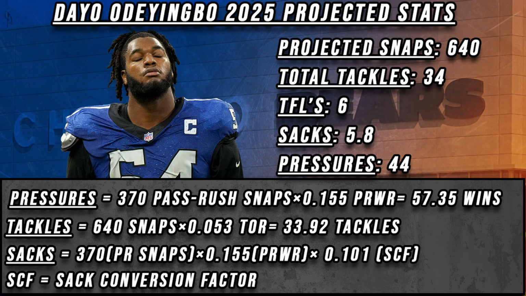I have him projected at 34 tackles based on a 0.053 tackle opportunity rate and consistent 6.5% run stop percentage. For tackles for a loss, our logistic regression model predicts 6 tackles for a loss from his projected 25 run stops, and 12% conversion from pressures.